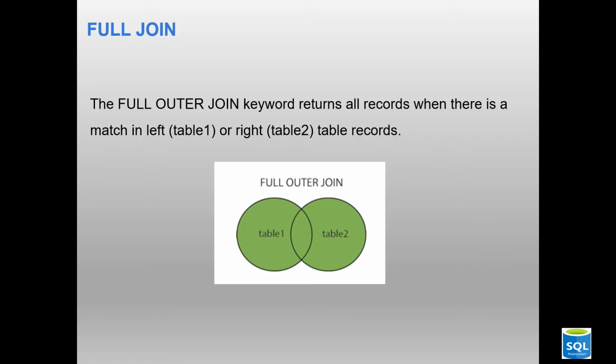Next is full join. Full join means it will return all the records from right and left, matching as well as not matching records. If there is a match, then the corresponding row will be filled with those column values. Otherwise, null will be shown from both the right and left. So that's a full join. Now we can move to the example.